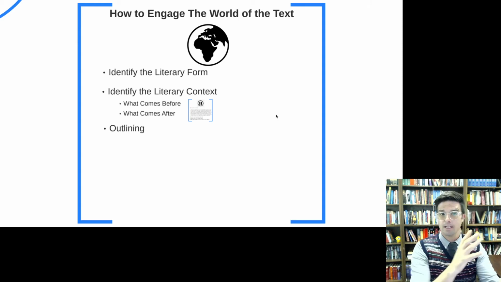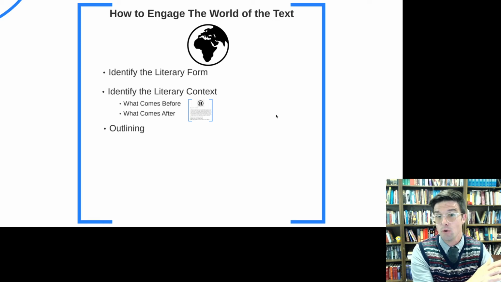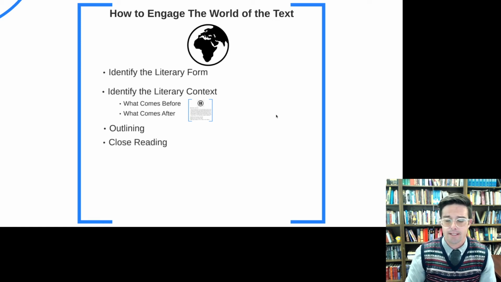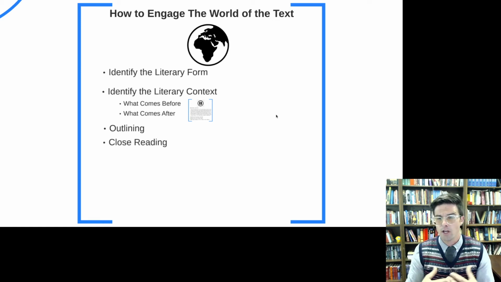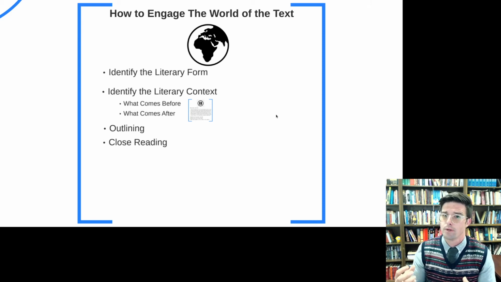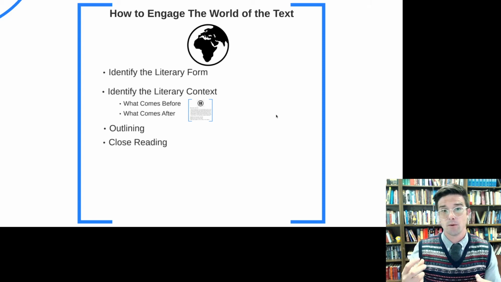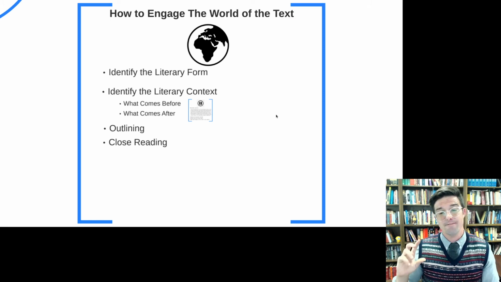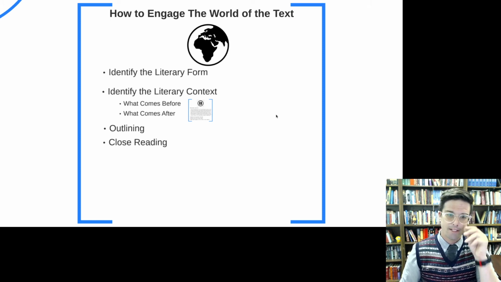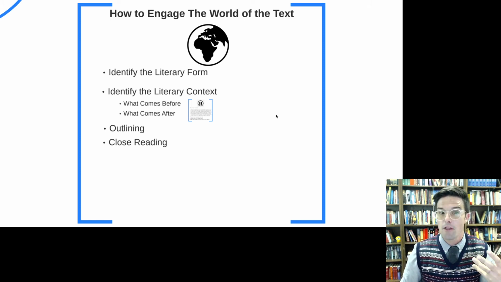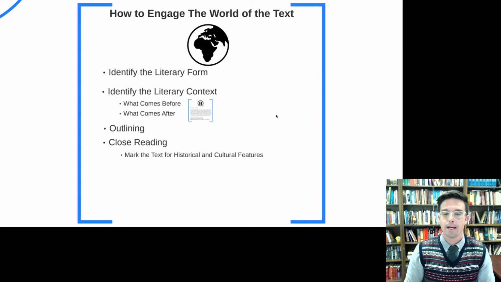So outlining is going to be very much related to identifying the literary context. And outlining is also going to involve close reading. It's a way to guide and visualize your own close reading of a text. But a close reading is going to engage other things besides just creating an outline.